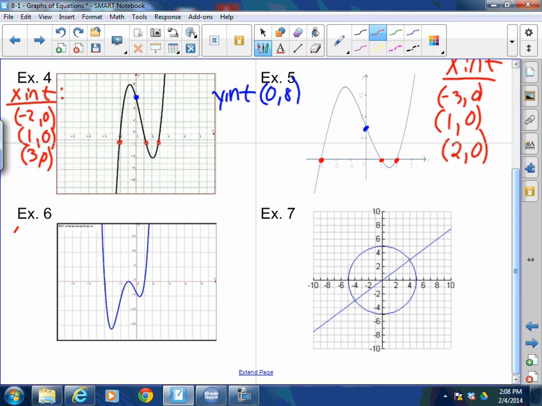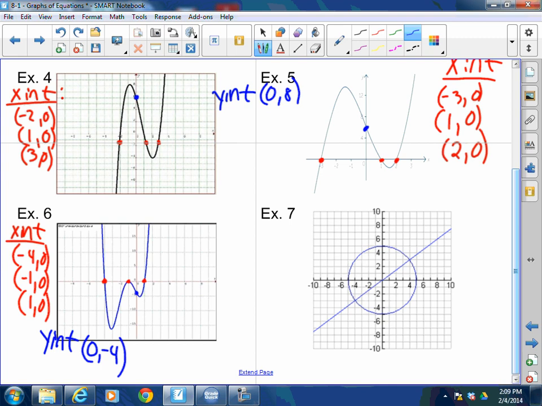How about over here? My x-intercepts are, there go my 2s, thank you. So that's negative 4, comma 0. Great job, guys. Negative 1, comma 0. Great job. And 1, 0. Very good. In blue, we'll do the y-intercepts. This was kind of tough, but it's right there. We could say about 0, negative 4. And that's it for my y-intercept.